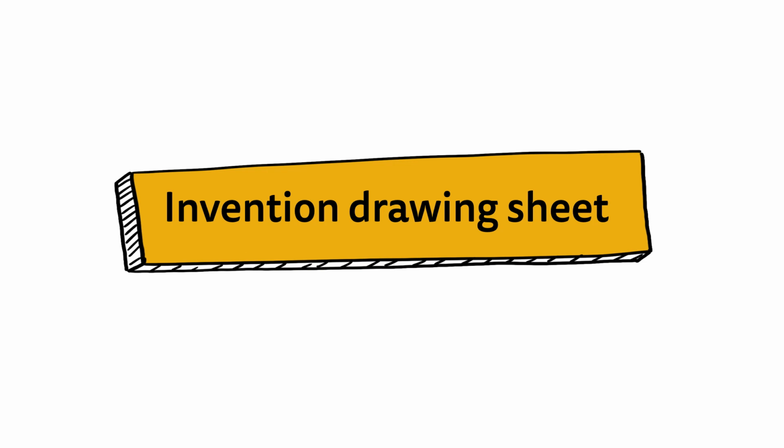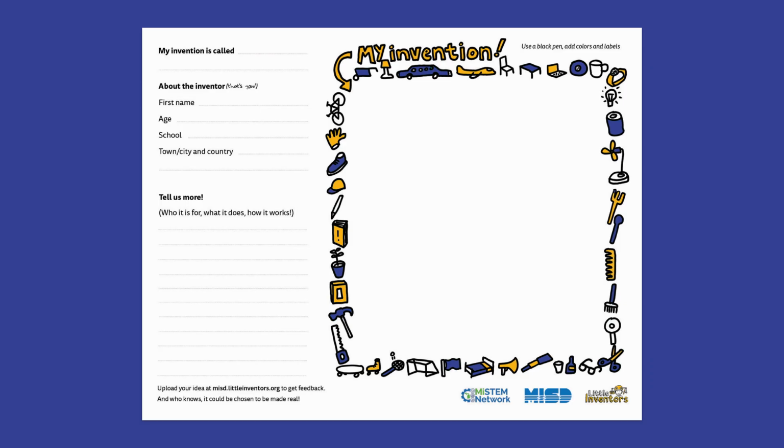Last but not least, the invention drawing sheet. Here is the invention drawing sheet. It's the most important sheet in the inventor's log, as it's the sheet you will submit to Little Inventors to be selected as a winner. We've included 3 invention drawing sheets in each log so that your students can come up with multiple ideas. And don't forget, you can print out extras too if they have lots of ideas.